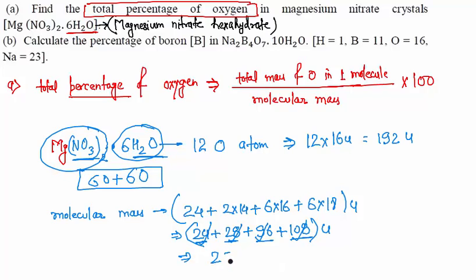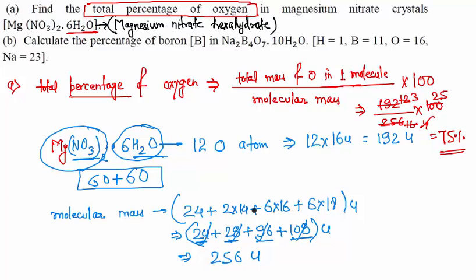256 U. All right, so what should be the total percentage of oxygen? Just put here: this value is 192 upon 256 into 100. You can calculate this: 16 into 16 is 256, and 16 into 12 is 192. So this becomes 75%. So the answer of the first part, the A part, is 75%.